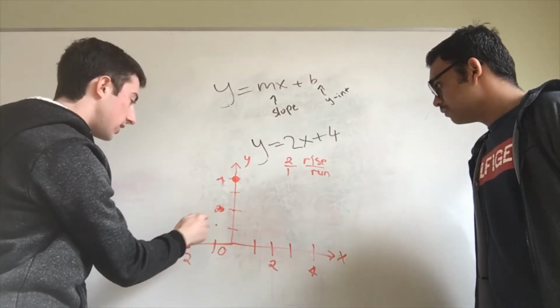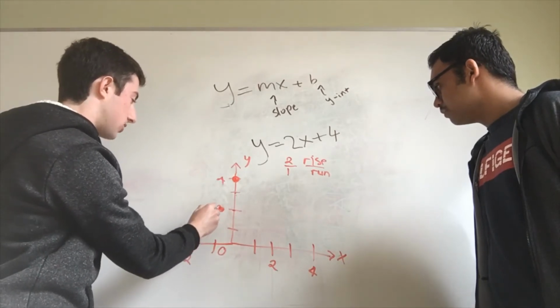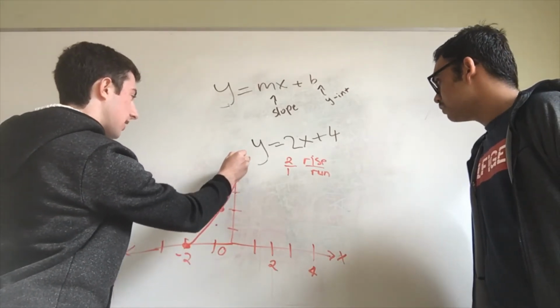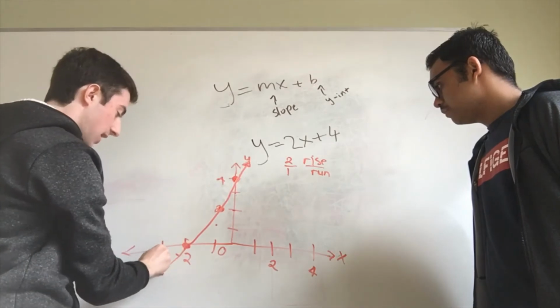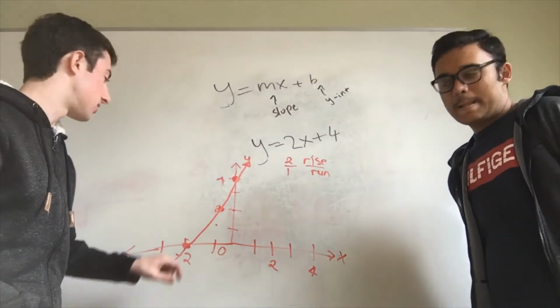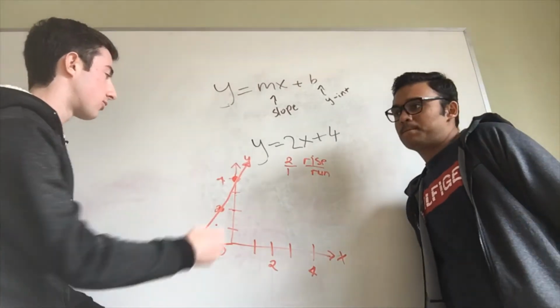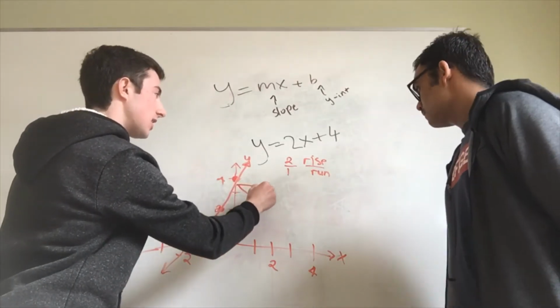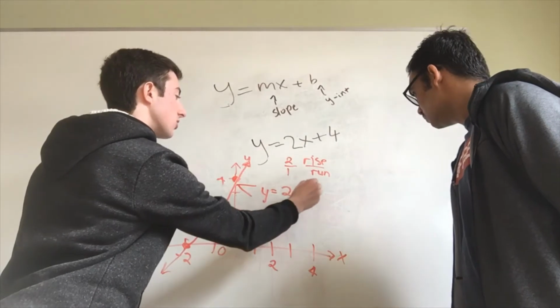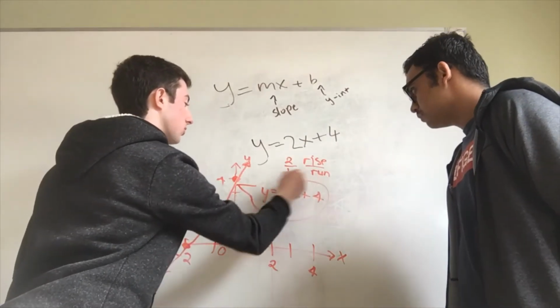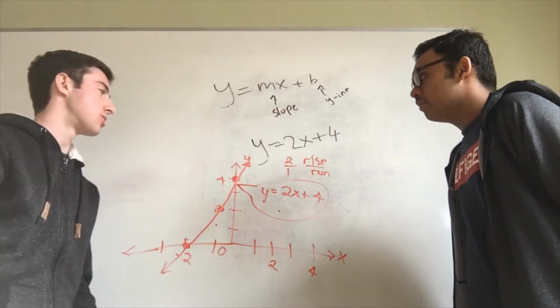At this point, we have enough, and if our graph is drawn correctly, we should be able to draw a straight line connecting through these points. Make sure to draw 2 arrows on the end, because this equation isn't just going through these 3 points, it's going on for infinity. And then if your teacher is particular, you can write out the equation again to show, particularly if you're graphing multiple lines, that this is the graph of y equals 2x plus 4.